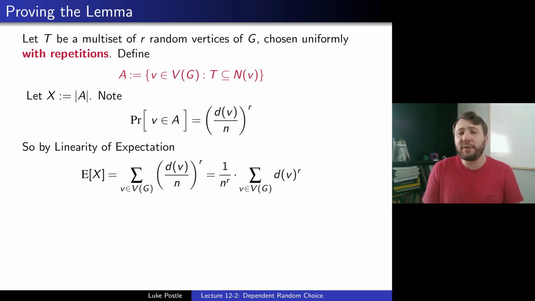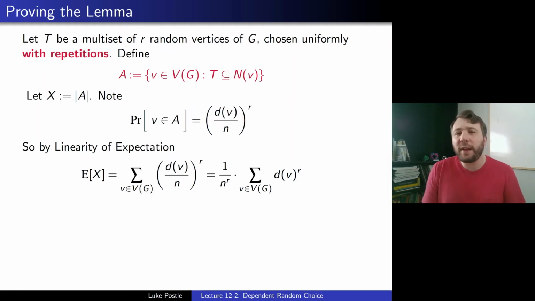So by linearity of expectation, the expected size of X is the sum, of course, over all the vertices of the probability, which, as we said above, is d(v) to the r over n to the r. And you can write this as 1 over n to the r times the sum of d(v) to the r. We can just take out that 1 over n to the r. It's just a constant factor.